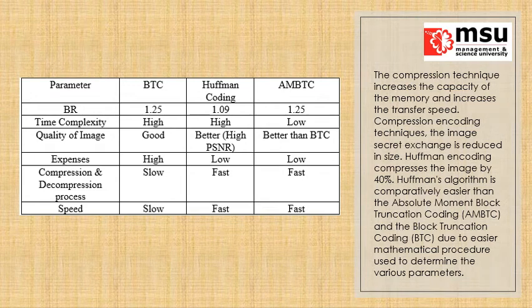In another paper, the compression technique increases the capacity of the memory and increases the transfer speed. Compression encoding techniques. The image secret exchange is reduced in size. Huffman encoding compresses the image by 40%. Huffman's algorithm is comparatively easier than absolute moment block truncation coding and block truncation coding due to the easier mathematical procedure used to determine the various parameters.